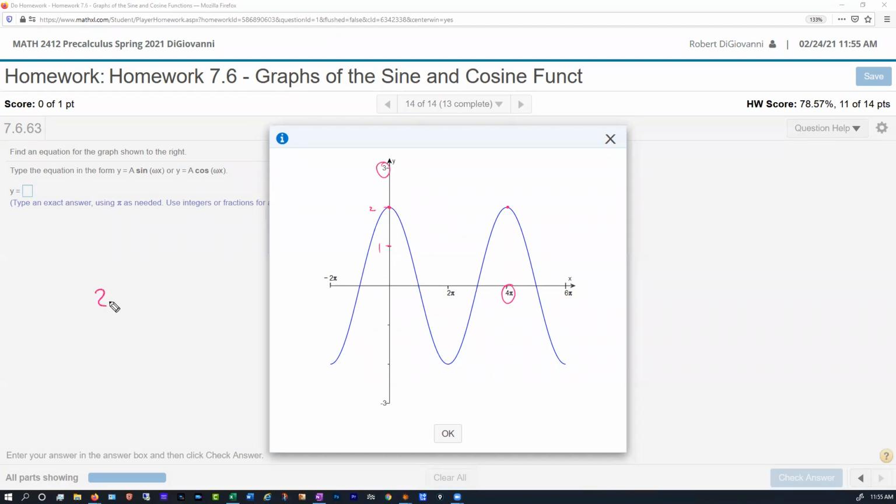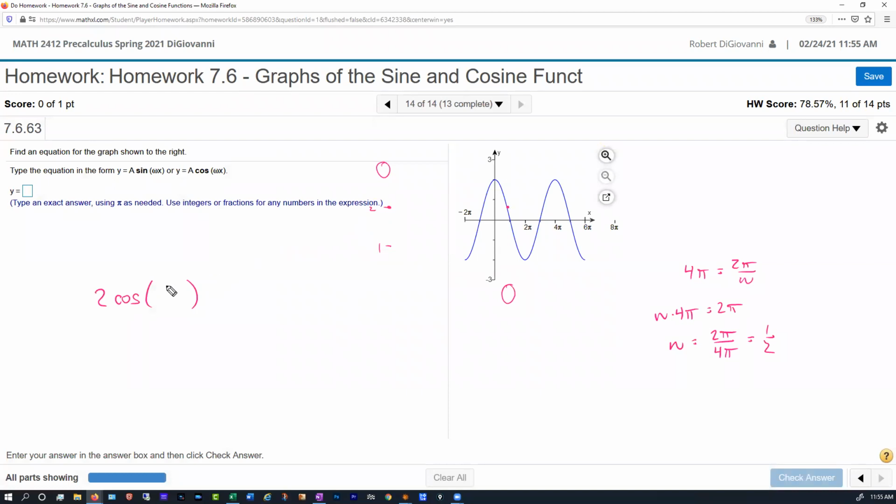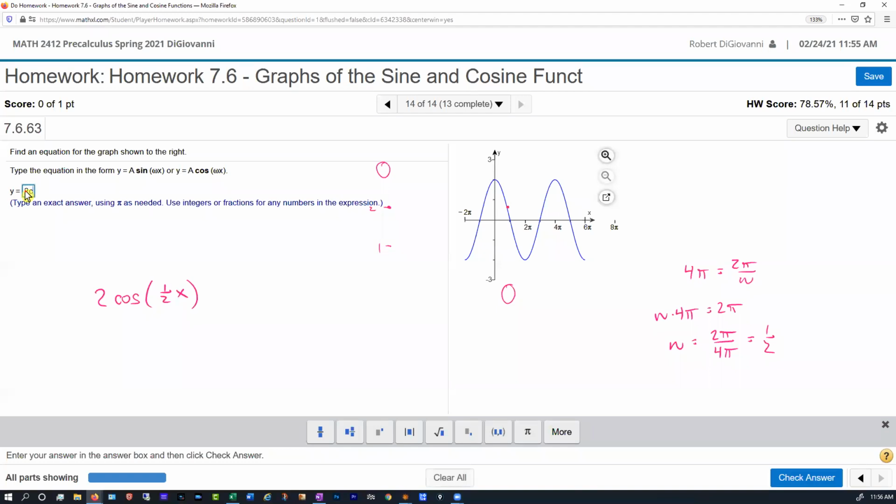So we're going to have a 2, we're going to have a cosine, and then I need the number in front of x. My period is 4 pi, so my period has to be equal to 2 pi over omega. Multiply both sides by omega, divide by 4 pi. We did that computation earlier. That's a half. So we should have a half in front of x. So 2 cosine of 1 over 2 x.